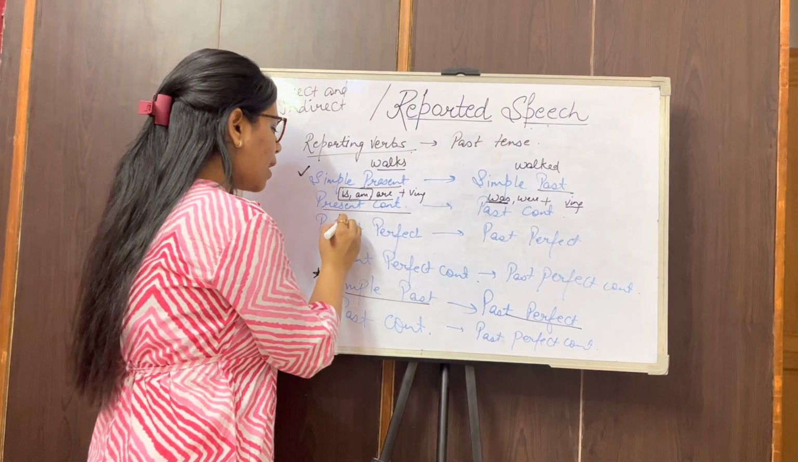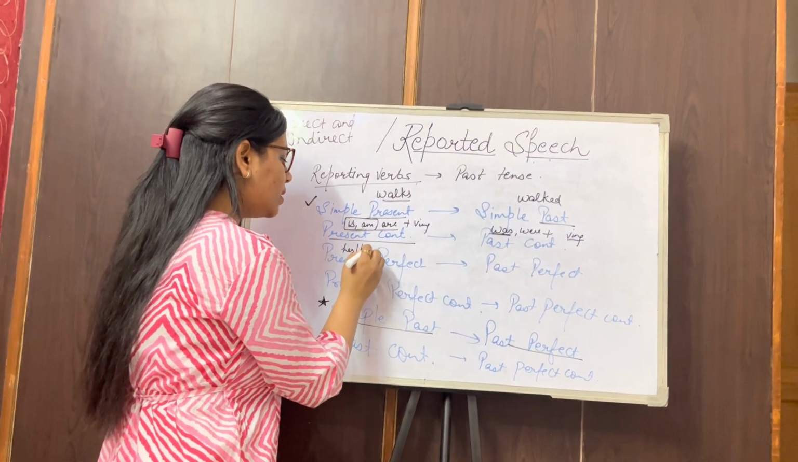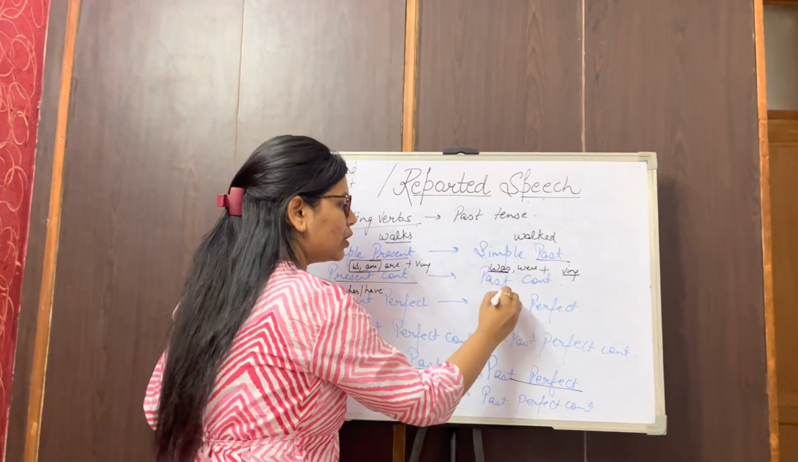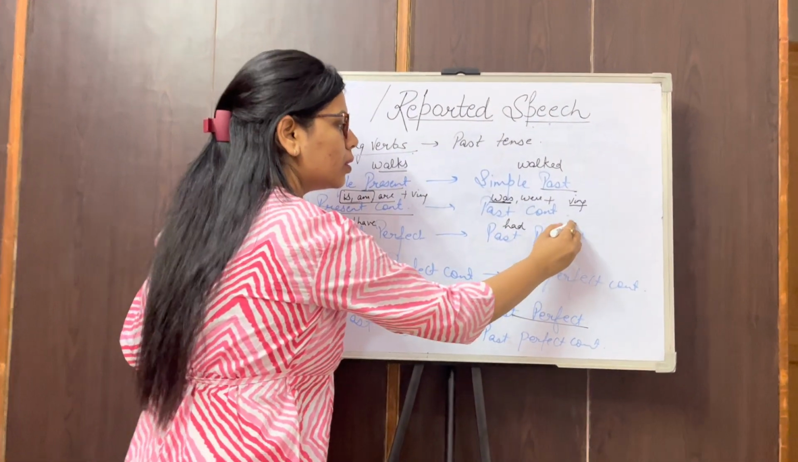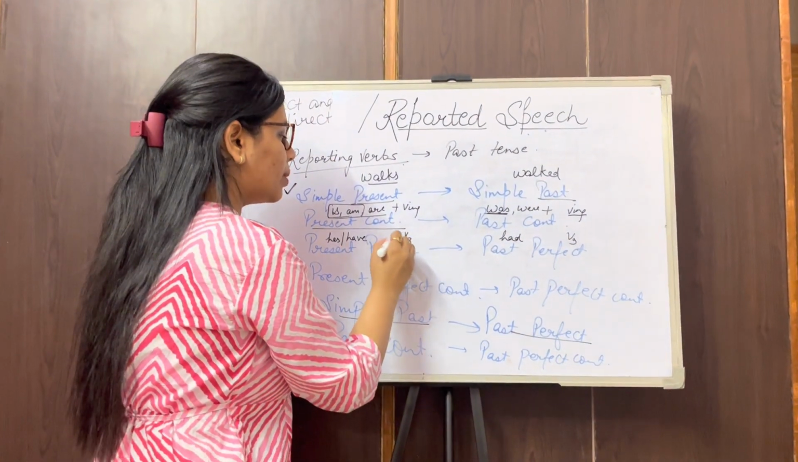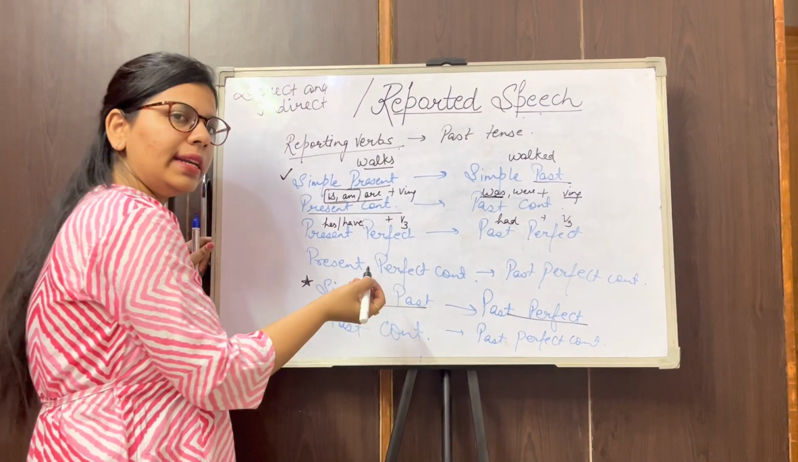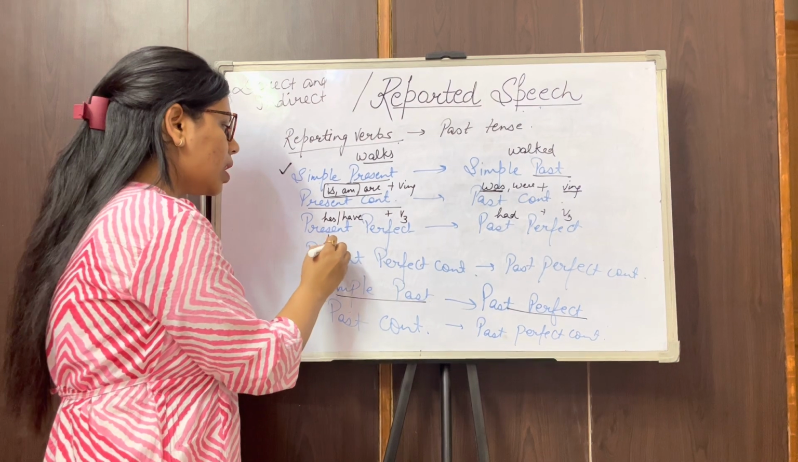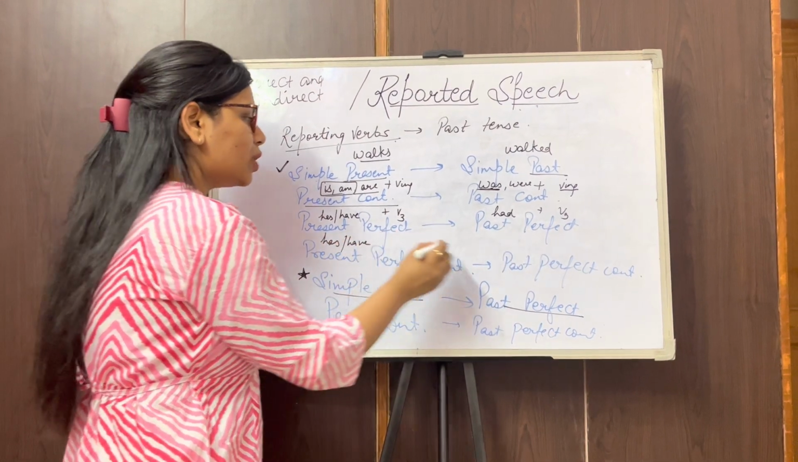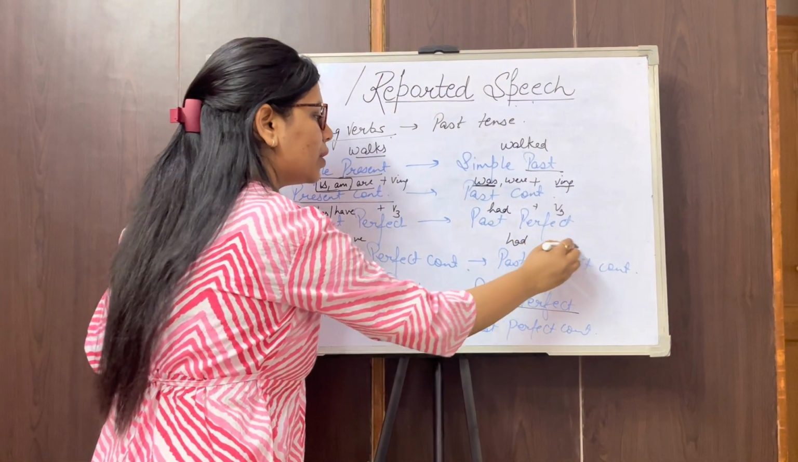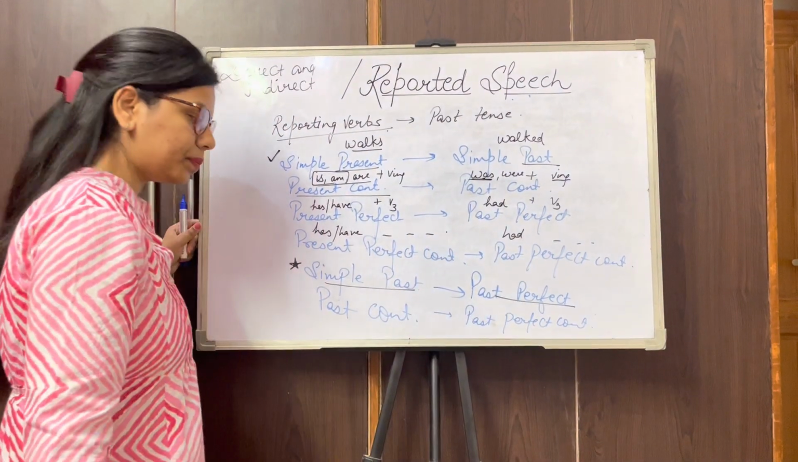Present perfect, we have two helping verbs has and have, and they will change to have. Third form of the verb will remain as it is. Present perfect continuous, again same thing. Has, have will change to have. Rest everything will remain same.